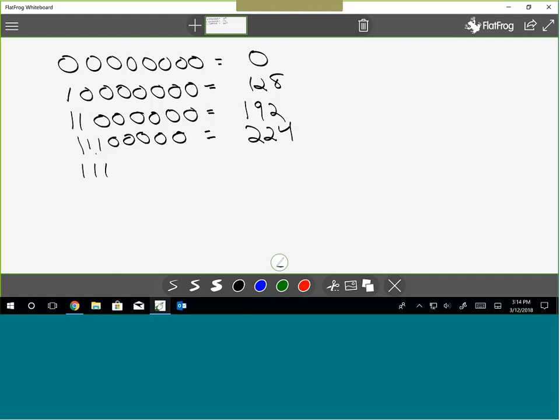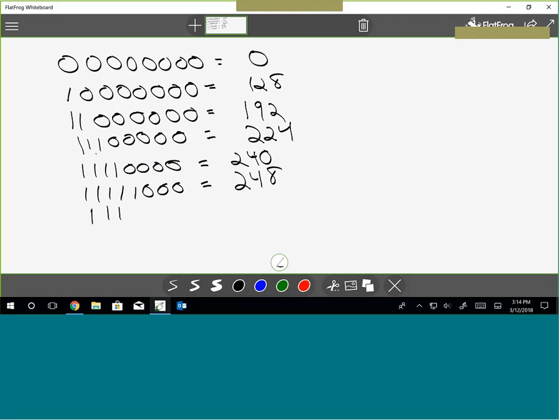And then 1, 2, 3, 4, 5, 6, 7, 8. 240. 1, 2, 3, 4, 5, 6, 7, 8. Equals 248. 1, 2, 3, 4, 5, 6, 7, 8 is 252. 1, 2, 3, 4, 5, 6, 7, 8. 254.